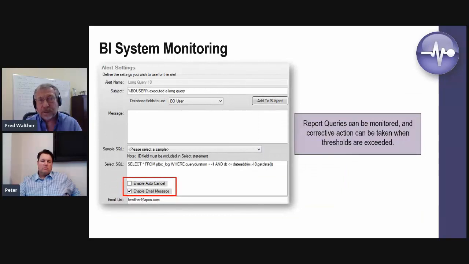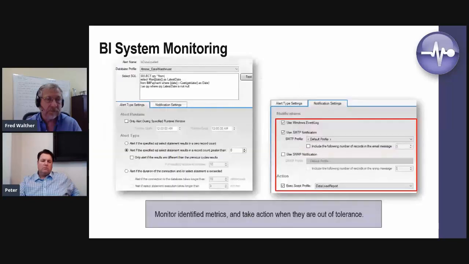We can also monitor the queries themselves, the actual report queries that are being sent to the database. One of the key metrics we can look at there is the length of time the query takes. And we can actually cancel the query at the database level if the time is exceeded. There are many other metrics. Time is the most popular one, but it might also include the universe that's being used or the report that's being used, the operating system user that's being used. All these things can be enabled and used as part of the alerting here.